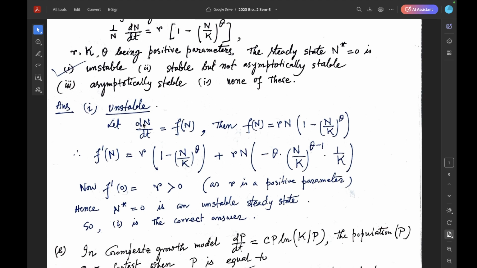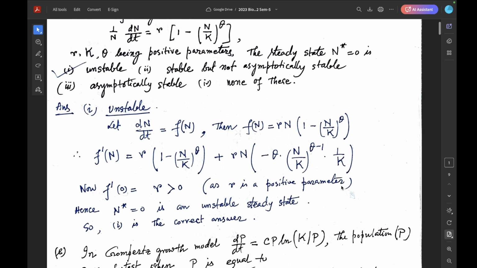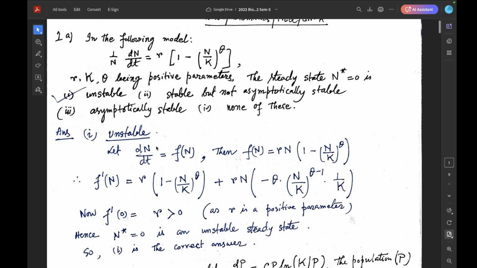Let dn/dt equal to f(n), where f(n) is r into n bracket 1 minus n by k whole to the power theta. Then f dash n, derivative with respect to n, equal to r bracket 1 minus n by k whole to the power theta bracket close plus r n bracket minus theta n by k whole to the power theta minus 1, derivative of this with respect to n into 1 by k.